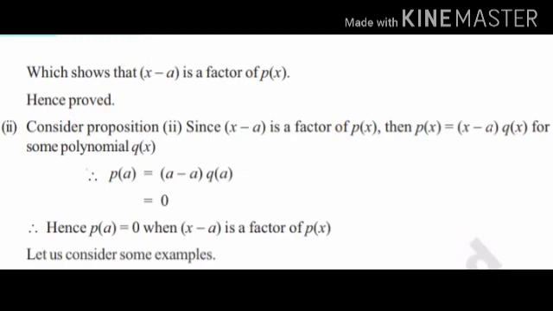Hence proved. Second one, consider proposition 2. Since x minus a is a factor of p(x), then p(x) equals (x minus a) into q(x) for some polynomial q(x). Therefore, p(a), that means substituting x as a, equals (a minus a) into q(a). A minus a means 0, so 0 into q(a) is 0. Hence p(a) equals 0 when x minus a is a factor of p(x).